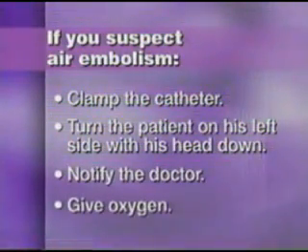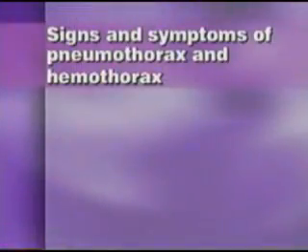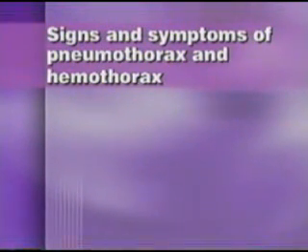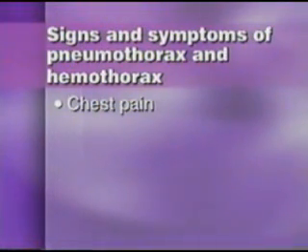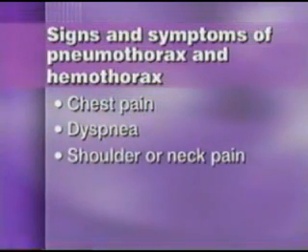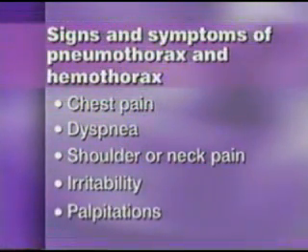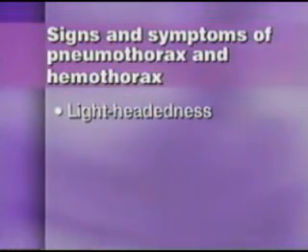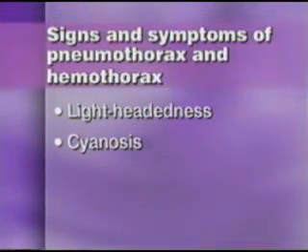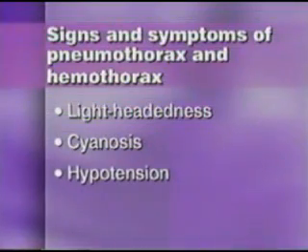Another pair of complications, pneumothorax and hemothorax, may occur during insertion of a non-tunneled or a tunneled catheter. If the patient has one or the other of these complications, he may complain of chest pain, dyspnea, shoulder or neck pain, irritability, palpitations, or lightheadedness. You also may note cyanosis, hypotension, and unequal breath sounds.